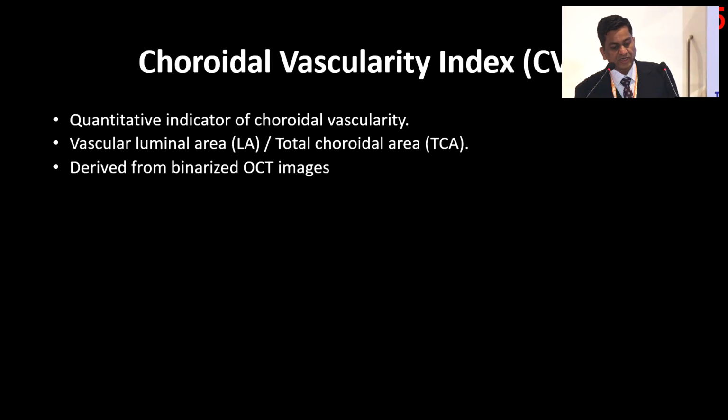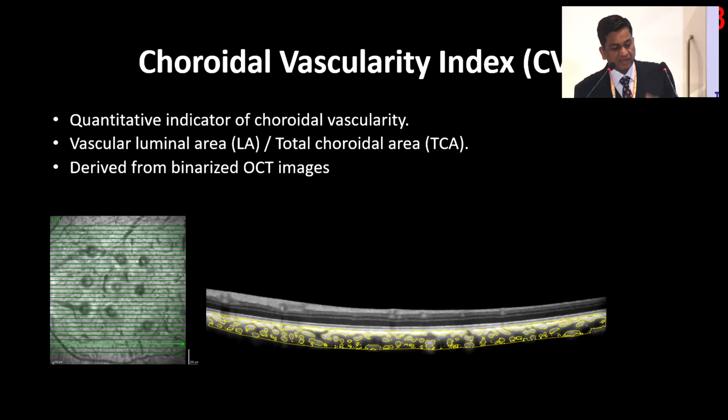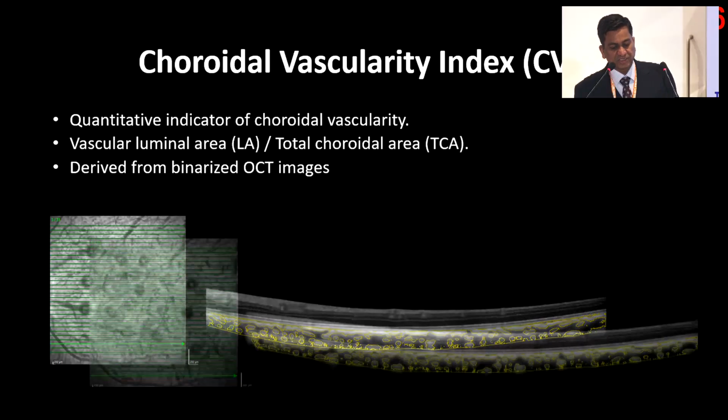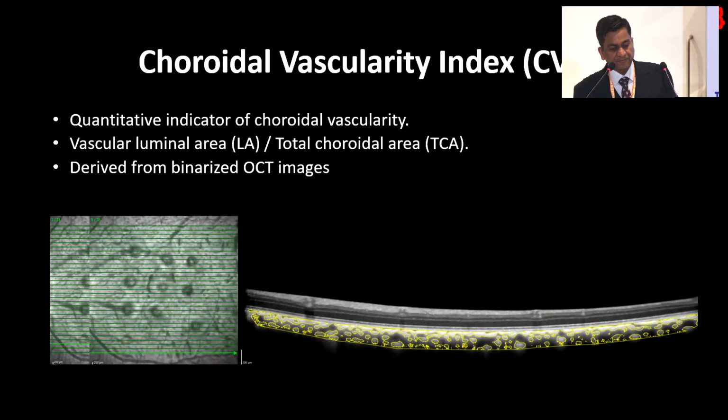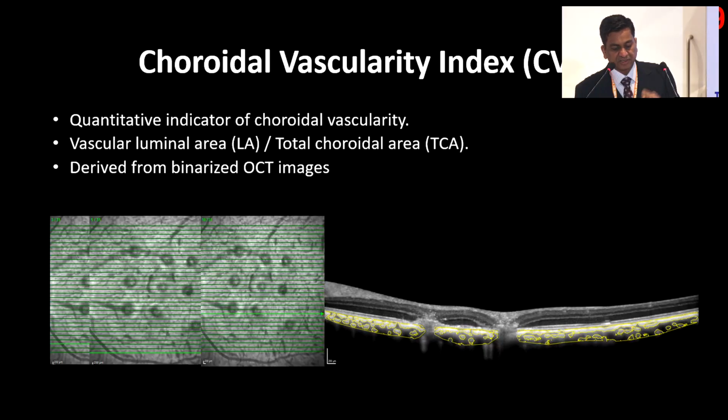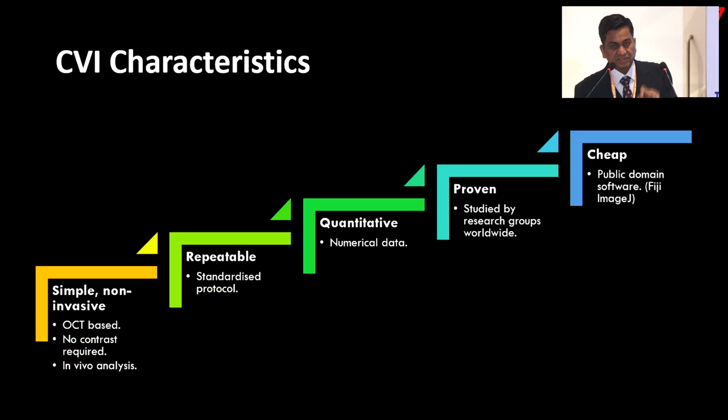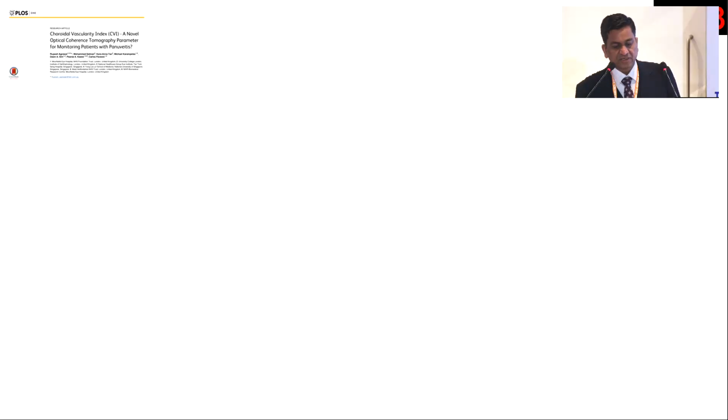I thought we should be looking into a number, and that is why I generated this number called choroidal vascularity index. Some of you might be familiar. We wanted to analyze how much vasculature there is, and here you can see the segmentation in an animal eye which has undergone a laser-induced CNV. We thought it is a simple, non-invasive way to monitor choroidal vasculature: repeatable, quantitative, proven, cheap. You don't have to buy any separate software, you just integrate this into the existing OCT machine.